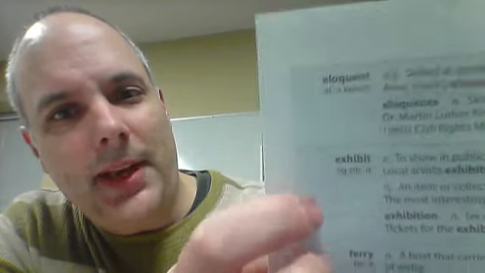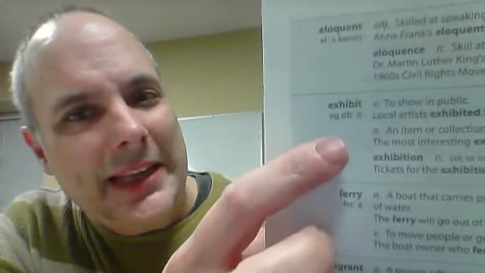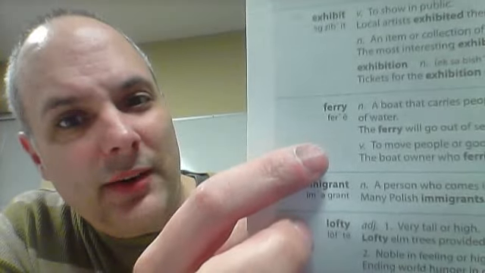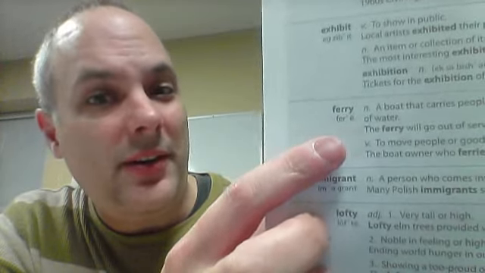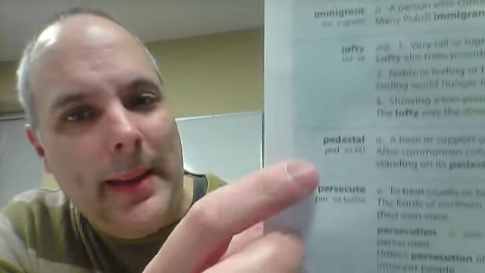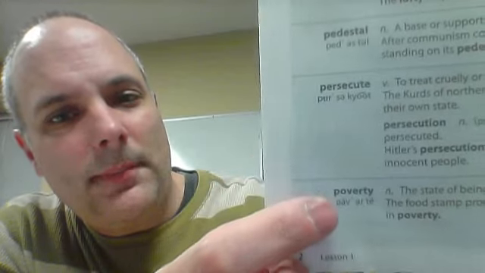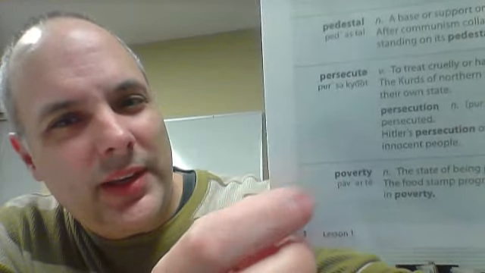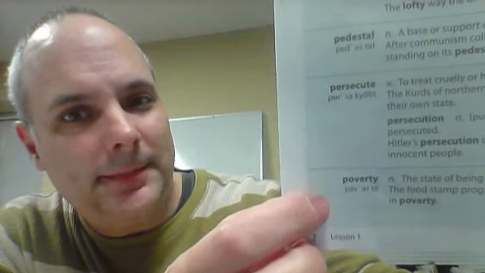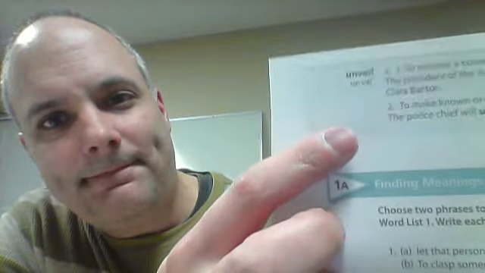Eloquent. Exhibit. Okay, make sure you have the Z sound here. Exhibit. Ferry, okay? Make sure you have F. Ferry. Immigrant. Lofty. Pedestal. Persecute. Poverty, okay? Make sure you have the V. Poverty. And last one is unveil. Unveil, right there. Ooh, I can hide it. Unveil. Good. One more time, real quick.